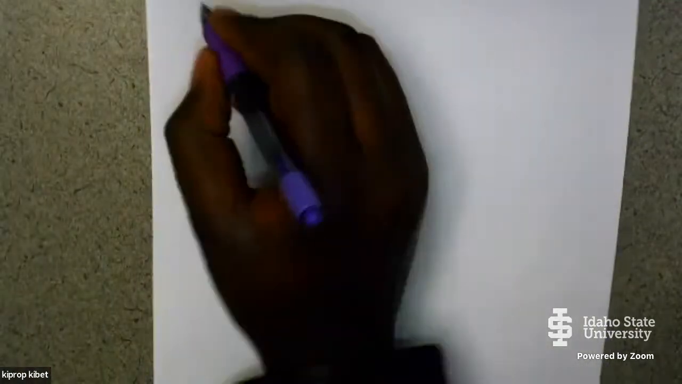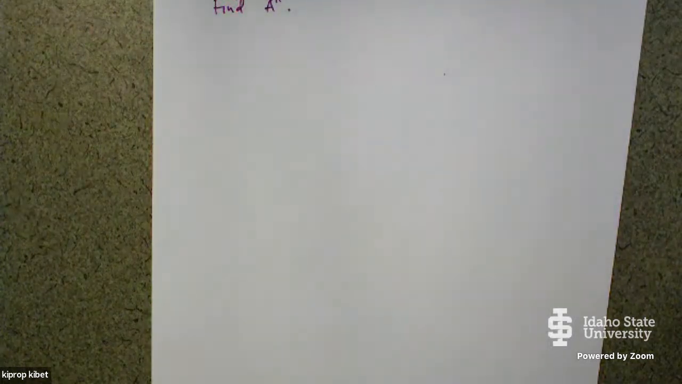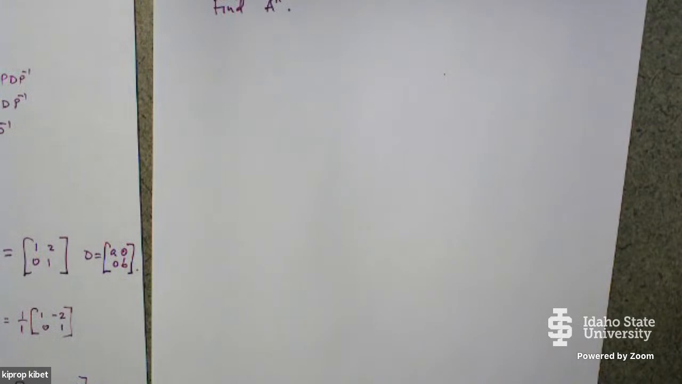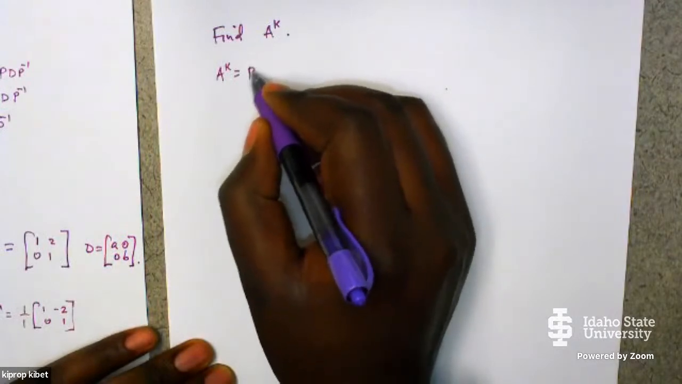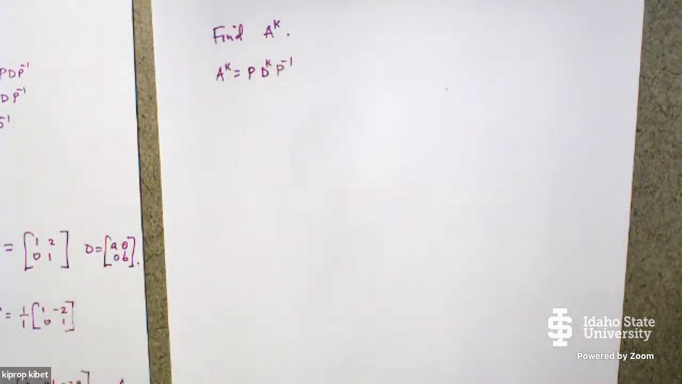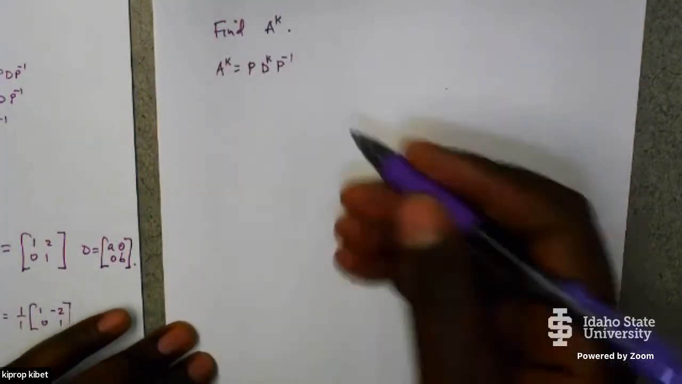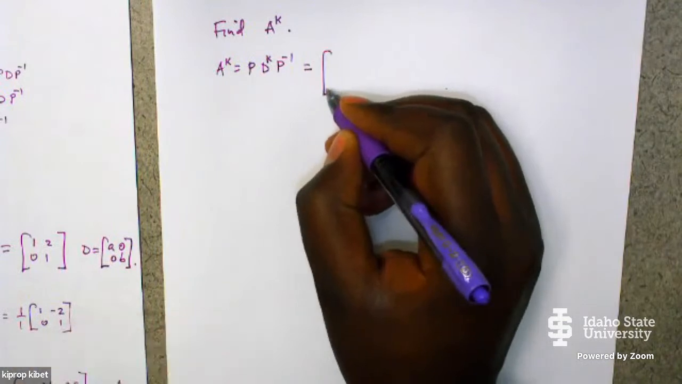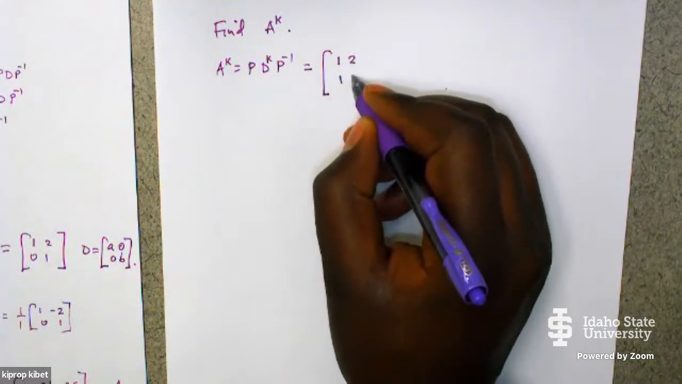Now let's find A^k. So what is A^k? So we know that A^k is the same as P D^k P inverse. Okay. So that's 1, 2, 1, 0, and 1.